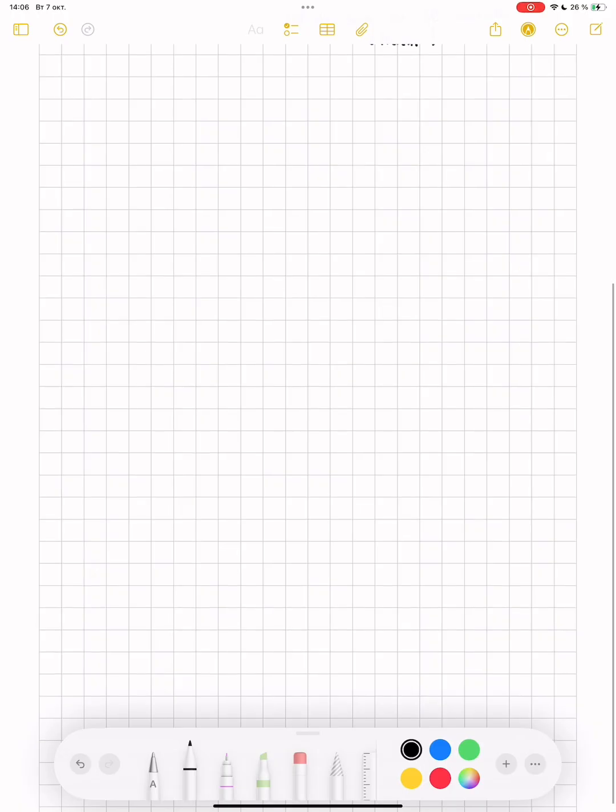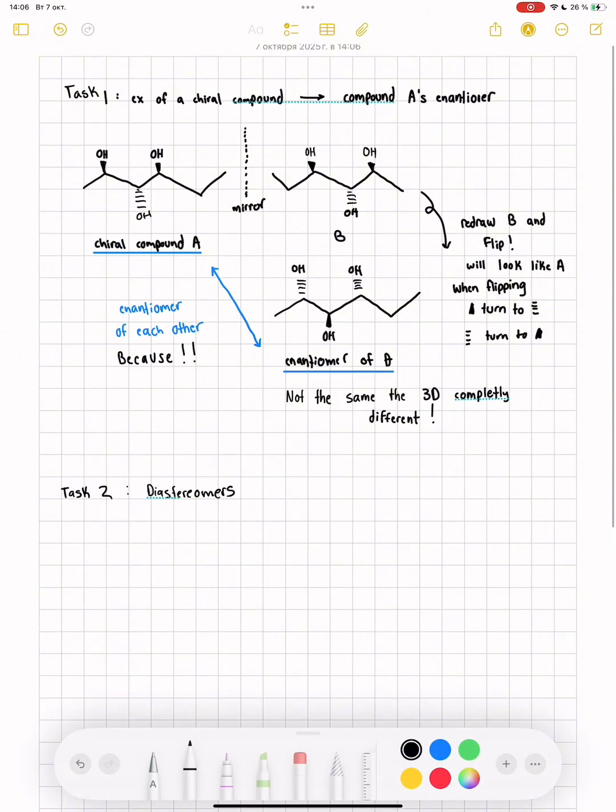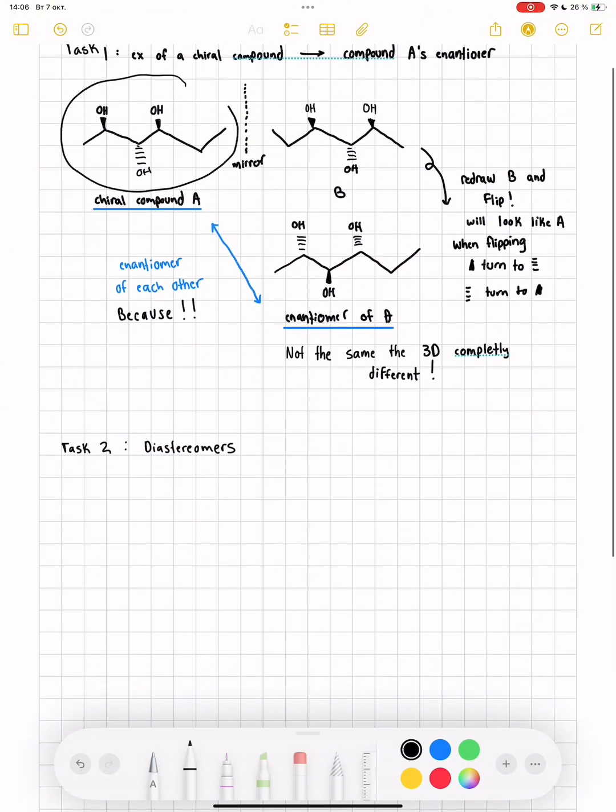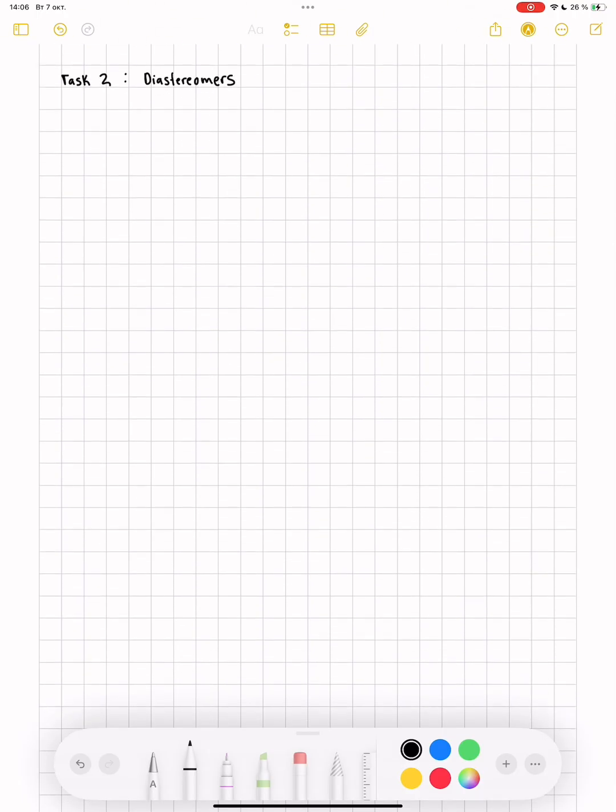Now, let's move on to task number 2. In task number 2, we're going to be covering diastereomers. We'll use the same-ish compound from task number 1, but a little differently. We'll use the same amount of carbons in that carbon chain. So here I am just going to redraw it, but I will have 2 of those hydroxides up here on wedges, and then in the middle I'm just going to do a wedge.